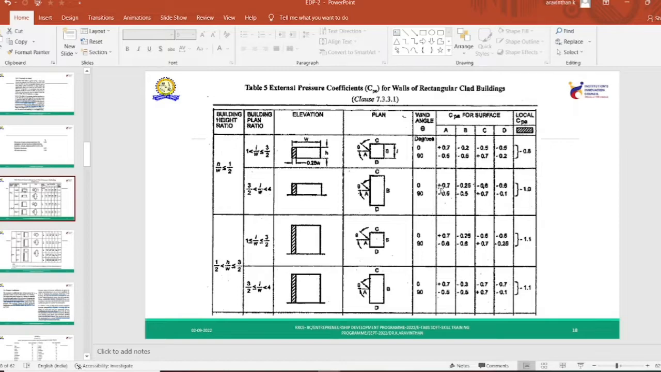For 0 degree, these are the values. At portion A, you will be having a CPE of plus 0.7, and at the opposite side, you will be having the negative wind pressure, which is minus 0.25, and at the two sides, you will be having the same pressure, minus 0.6 and minus 0.6. You can understand that wherever you have wind flow, you are having plus value, and at all the other sides it will be negative.